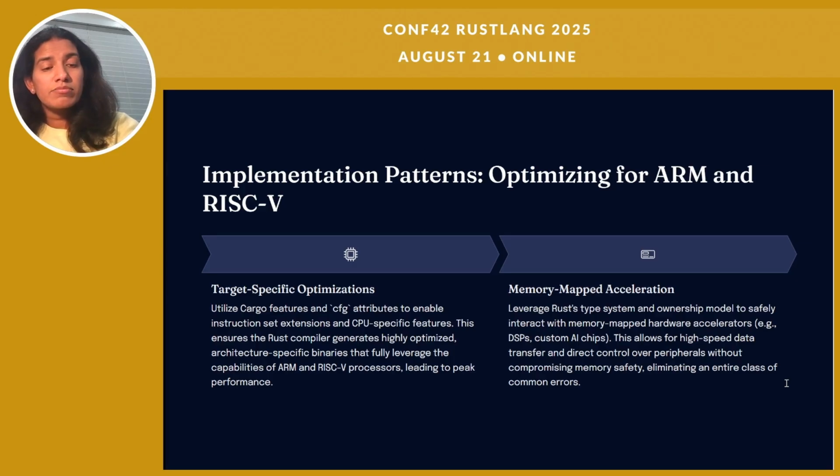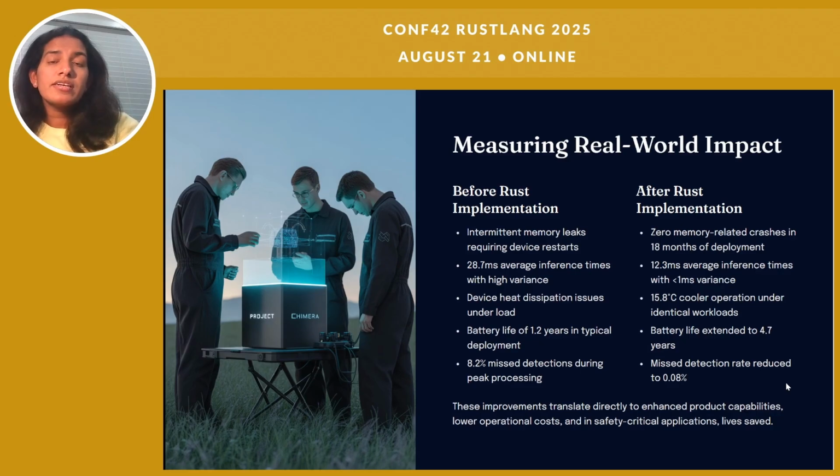And using Rust is actually better, as some of the drawbacks of languages like C can be nullified. One thing is the direct safe control of the hardware, which is possible with memory mapped hardware accelerators. The real world impact of using Rust, before and after, is shown in this slide. Rust improves on memory related crashes.